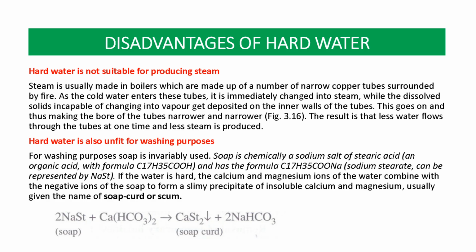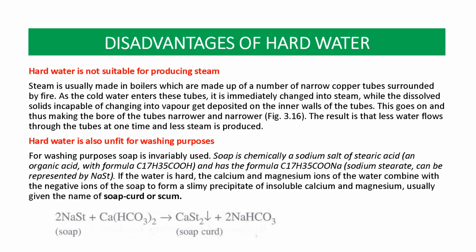So if the water is hard, the calcium and magnesium ions of the water combine with the negative ions of the soap to form a slimy precipitate of insoluble calcium and magnesium salts, usually given the name soap curd or scum. So it will make soap curd or scum. How does it make the soap curd or scum? Because the calcium and magnesium ions of the water combine with the negative ions of the soap. Soap is the sodium salt of stearic acid. So they will combine with the negative ions of the soap to form a slimy precipitate.